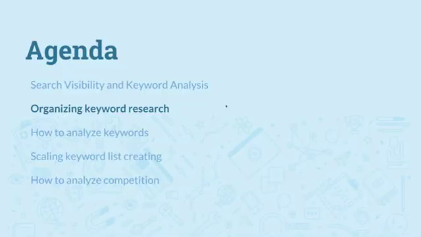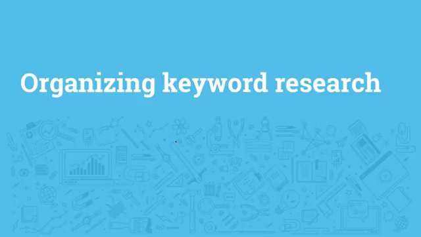So we talked about search visibility and its impact on keyword analysis. We're going to discuss how to organize your research briefly, and then we'll dive into, in separate modules, how to analyze keywords specifically and how to scale those processes for analysis to find good keywords. So let's jump into how to organize keyword research.